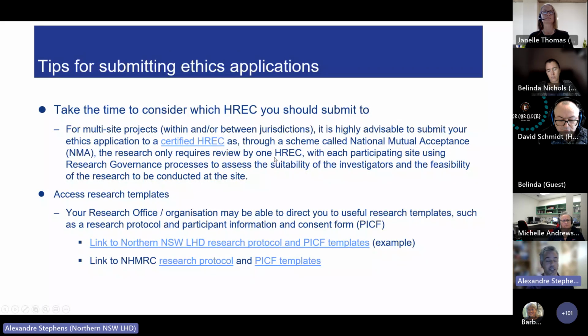The decision of that HREC will be accepted by the other sites, and then each participating site will navigate through its respective research governance processes to deal with local site governance matters.